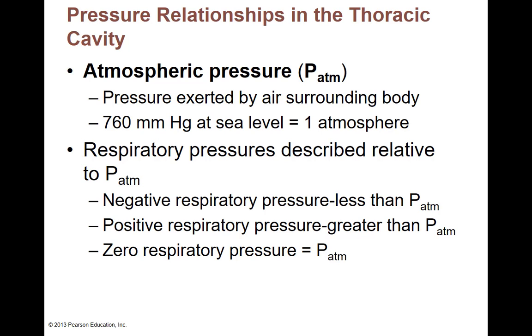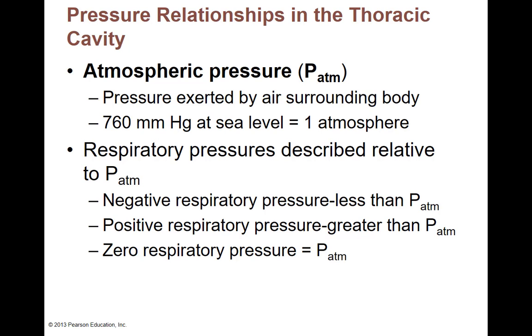Now, air going in and air going out all has to do with pressure changes. Is it more than atmospheric pressure? Is it less than atmospheric pressure? Anything that's less than atmospheric pressure, meaning it is less than 760 millimeters of mercury, for example 756 millimeters of mercury, that's less than 760. We would consider that a negative respiratory pressure. People are like, well, I don't have a negative symbol in front of it. Doesn't matter. It's less than atmospheric pressure, so we call it negative. And vice versa, if it's greater than 760, we call it a positive respiratory pressure.